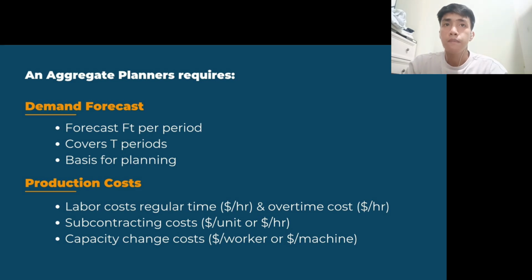Second, we have the cost of subcontracting. Ito naman yung situation na hindi na kaya ng sariling production capacity natin, so nag-outsource na tayo. Pero syempre, may additional cost ito, either per unit or per hour. And lastly, underproduction cost. We also consider the cost of changing capacity. Ibig sabihin, kung mag-hire tayo ng bagong workers or magle-lay off, may cost yon. Same din if magdadagdag or magbabawas tayo ng machine. Hindi siya free, so kailangan din siyang i-factor in.